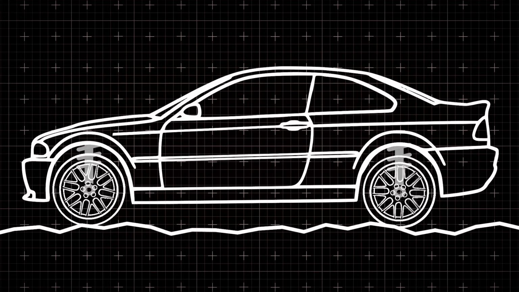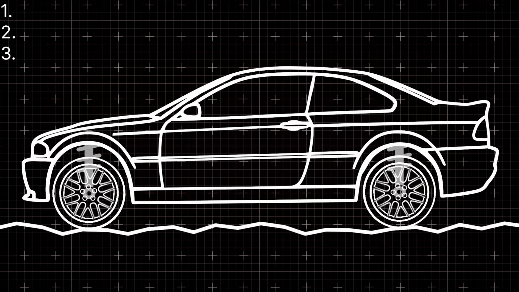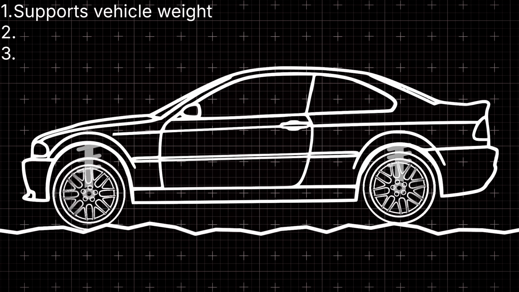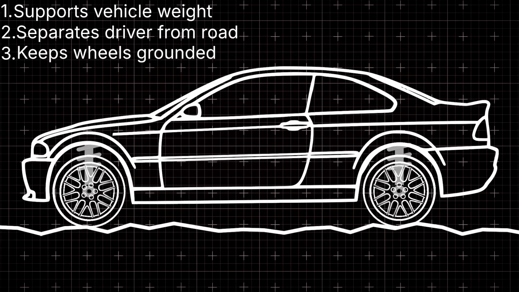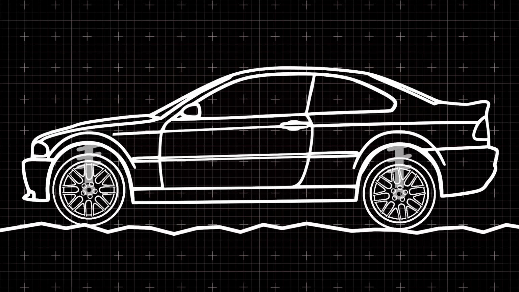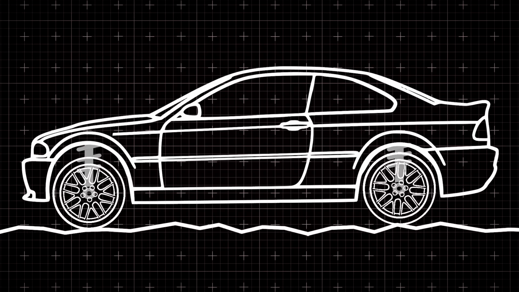The suspension system plays three important roles within a vehicle. It supports the weight of the vehicle, it provides a layer of separation between the vehicle and the road, and it keeps the wheels touching the ground. The suspension accomplishes these three tasks via a spring obeying Hooke's law.